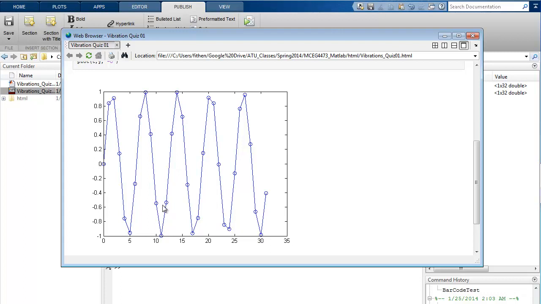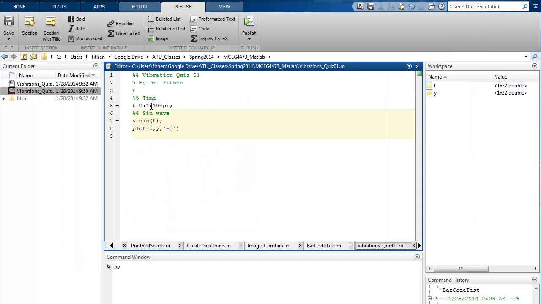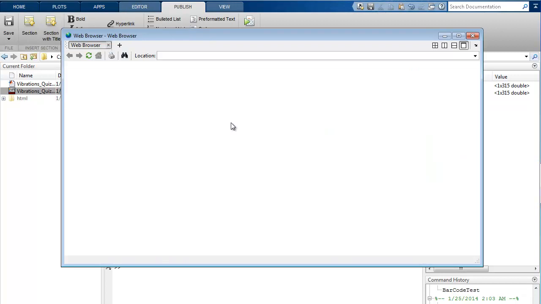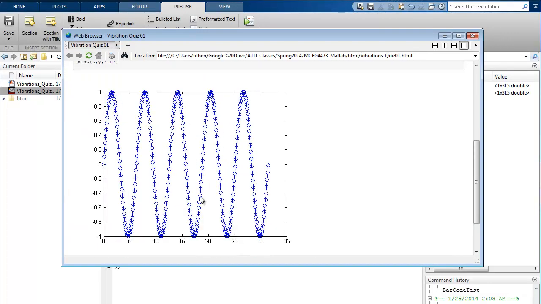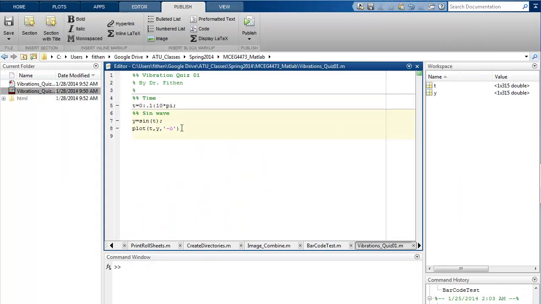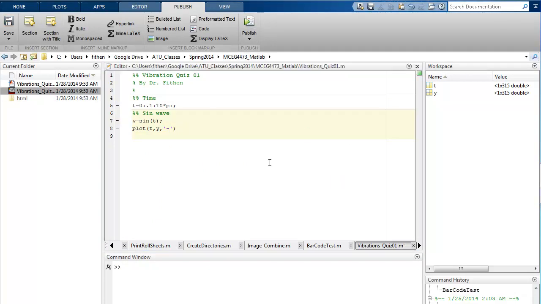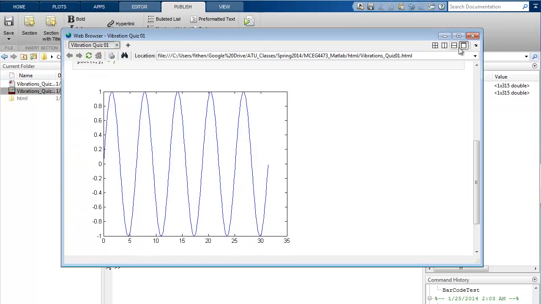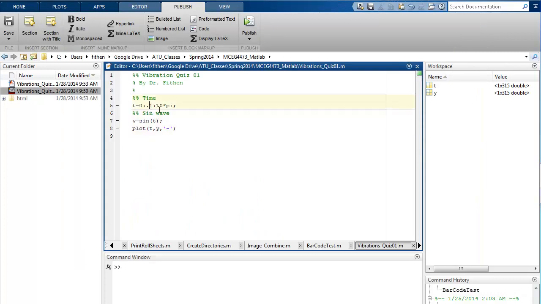In other words, there's too large of a step between any two of these circles in the time axis. So what I will do is draw this down to 0.1, publish it again, and what you see is a much smoother sine wave, although you see a bunch of circles all over it. Don't like those. Take the circles off, publish it again, and it's looking pretty smooth. I may not even like that. I might need even to go this fine.